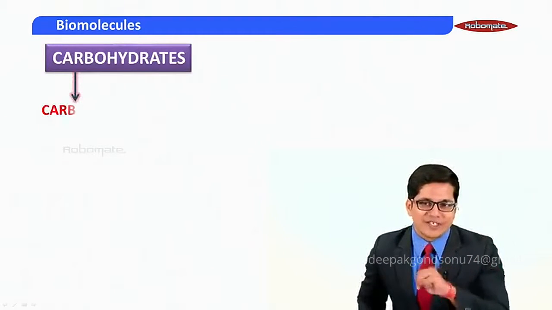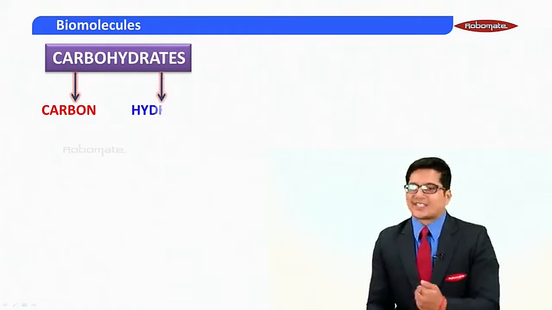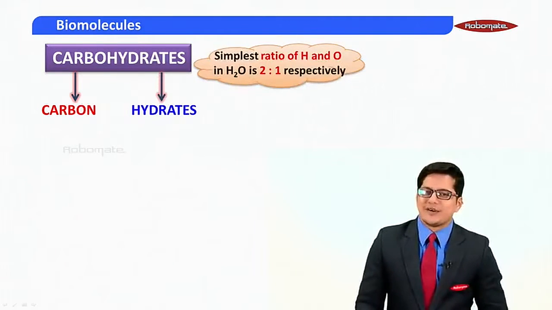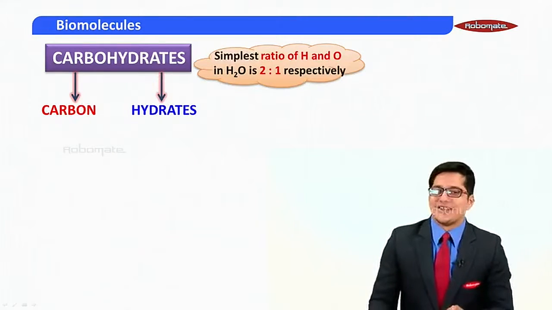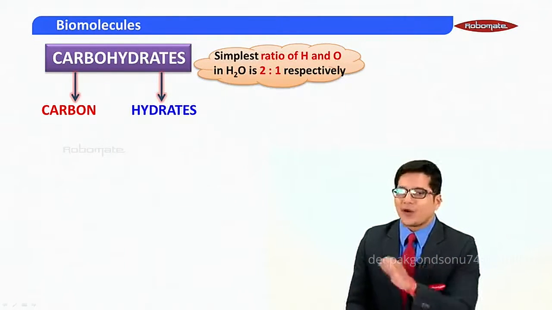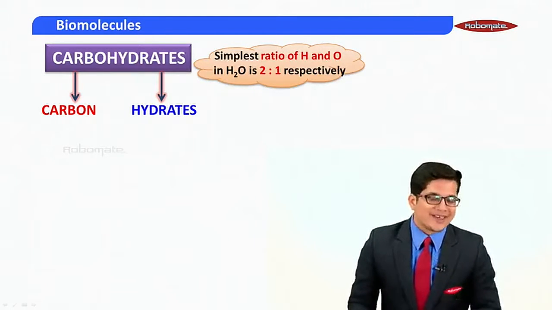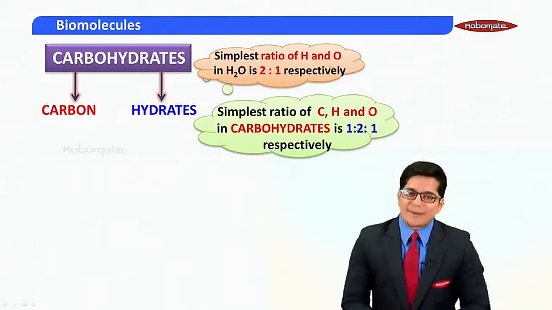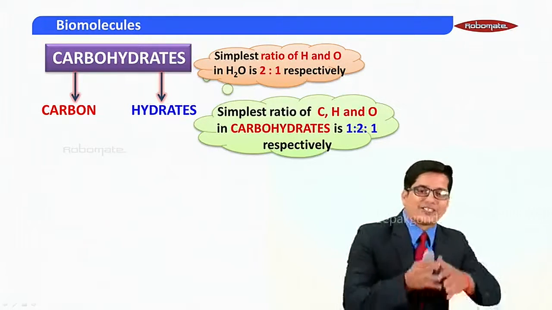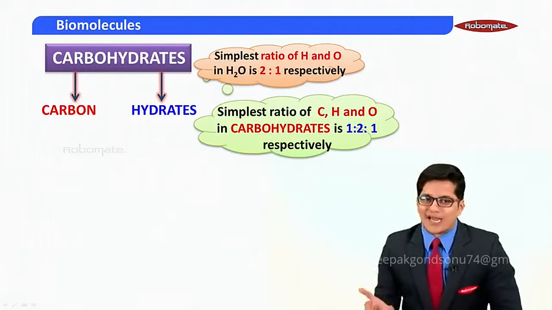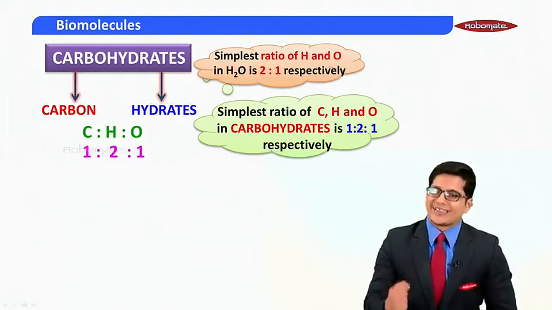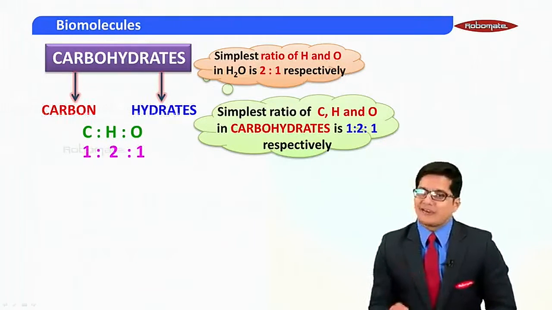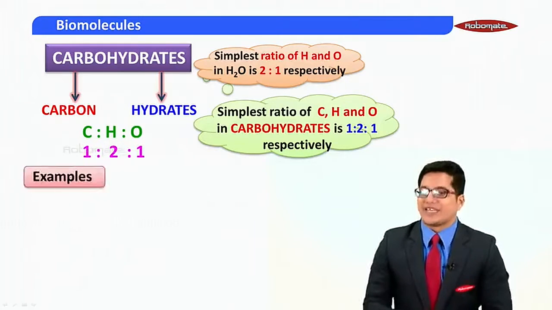broken down into two different terms. First, carbon, and next one is hydrates. Now, a question arises over here. What is the simplest ratio of H and O in water? It is 2:1. Suppose if we add carbon to this, then the simplest ratio of carbon, hydrogen and oxygen becomes 1:2:1, and that is nothing but the simplest ratio of carbon, hydrogen and oxygen in carbohydrates.